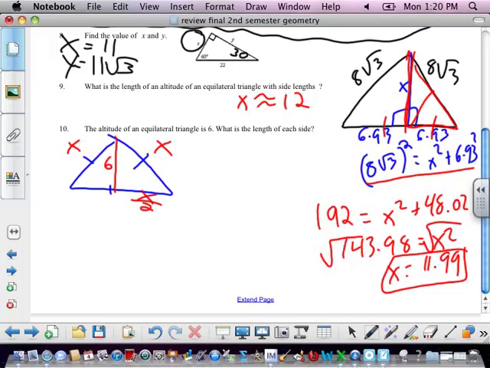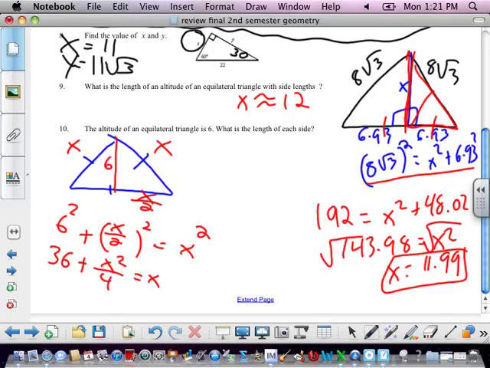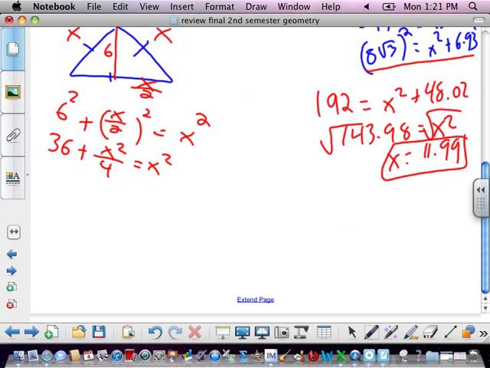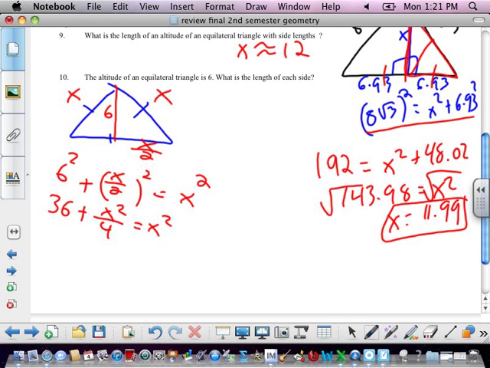Okay. So we're going to go x squared plus, oh, that's not true. We're going to go 6 squared plus x over 2 squared equals x squared. Okay, so we get 36 plus x squared over 4 equals x squared. Is there an easier way for me to do this? Hold on one second. What? Wouldn't it make it 30, 60, 90? It would. Which would make my life easier.